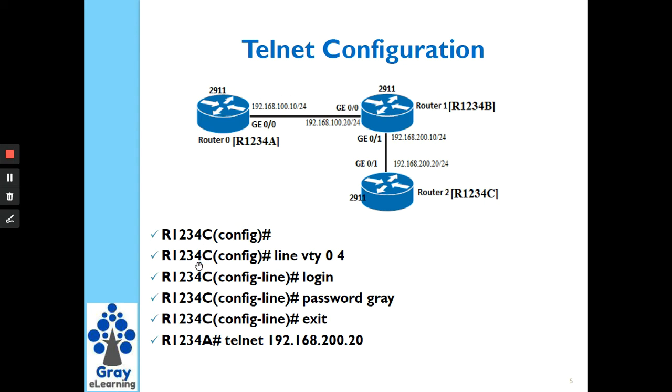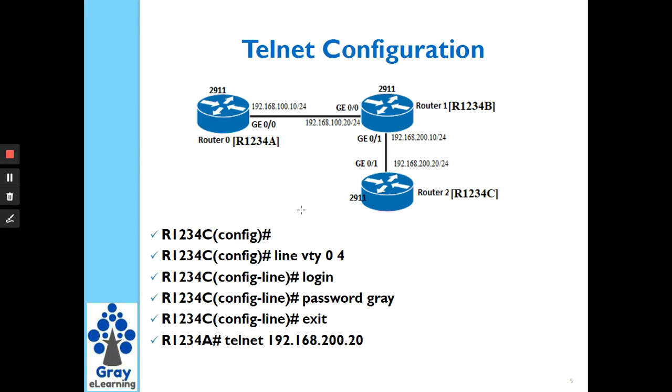And also the basic code for the telnet configuration is shown here. This is an example of how to configure telnet in router C. Once you configure telnet in router C, after that you remotely log in from router 0, that means R123A, to router C. Then we'll see the status of the telnet configuration. After that, we'll set telnet in all 3 routers and try to ping each other. So let me start the configuration.